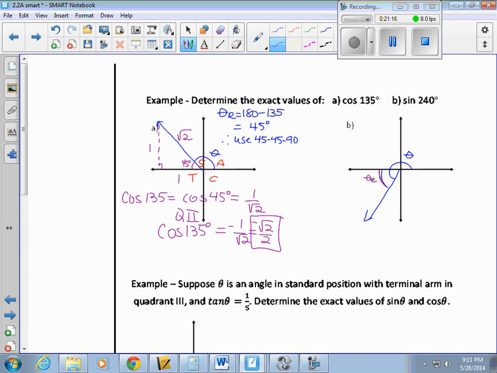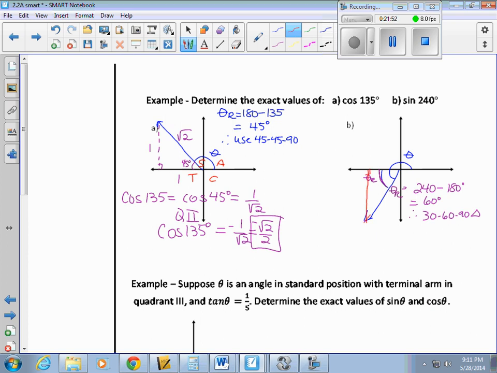Because it's in the third quadrant, I'm going to take my 240 degrees minus my 180 degrees to get my reference angle. So my reference angle is 60. If it's 60 degrees, that means I'm using a 30, 60, 90 degree triangle. I'm just going to finish this in red.